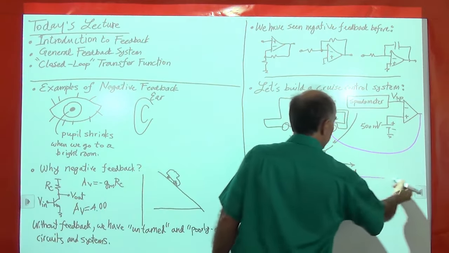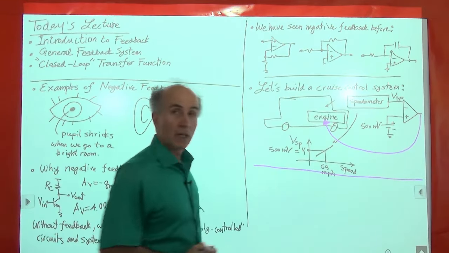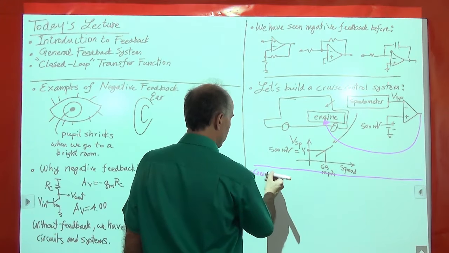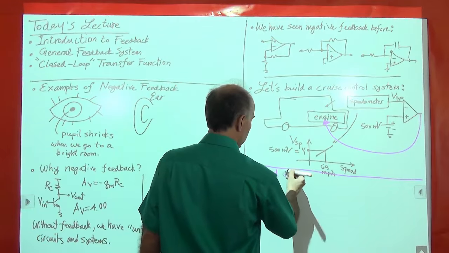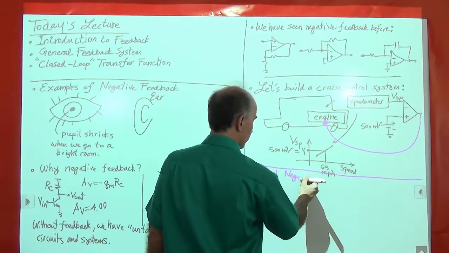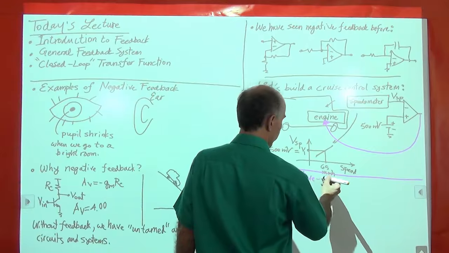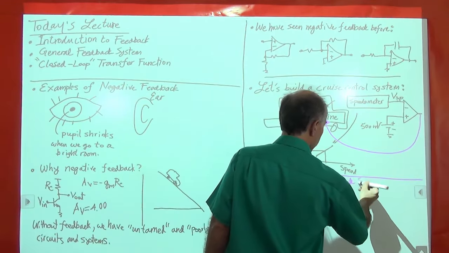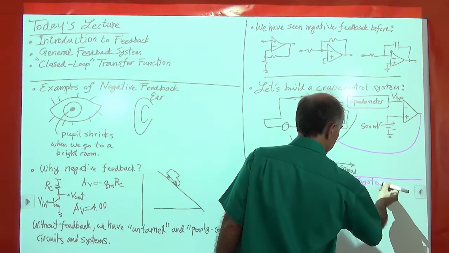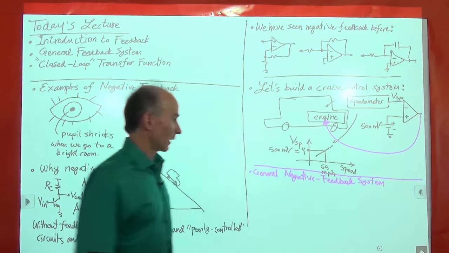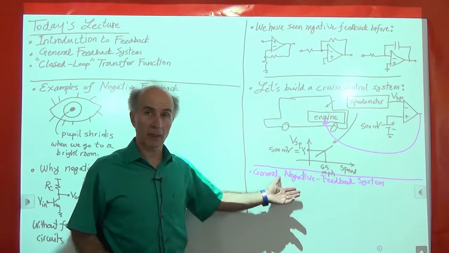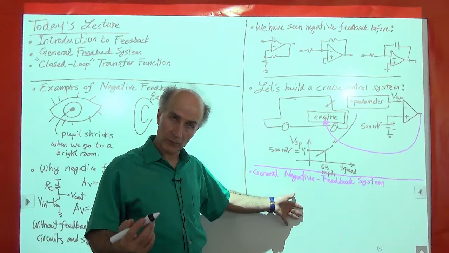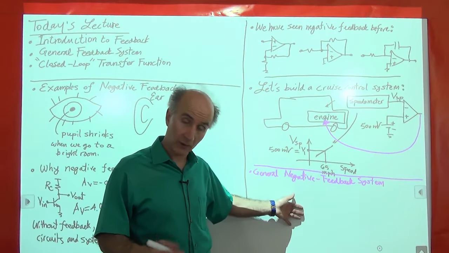So let's go ahead and introduce the general negative feedback system. We are concerned about circuits, of course, but what we introduce here is more general. It can be applied to any systems. It doesn't even have to be electrical.